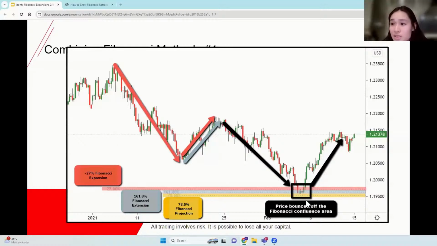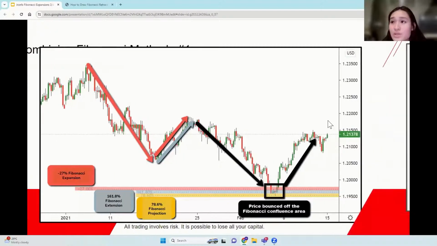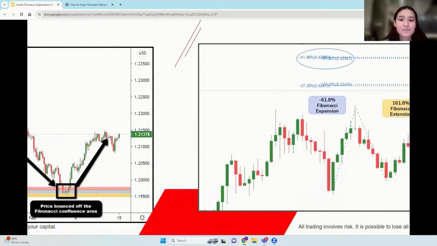You can see since we have not one, but three Fibonacci levels lining up in the same area, this makes it a very strong confluence area where we are expecting price to be attracted to it, but also bounce off of the area as well, because it creates a lot of resistance when multiple Fibonacci levels line up in the same area. Let's look at another example here.